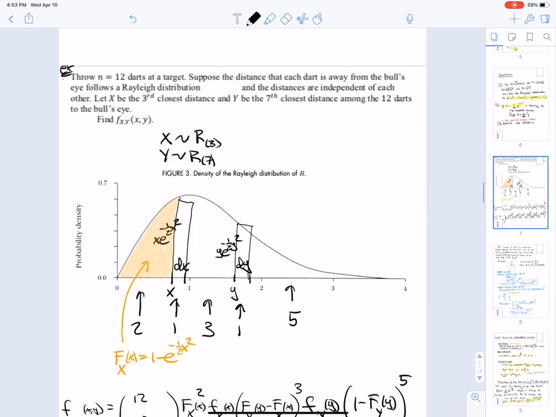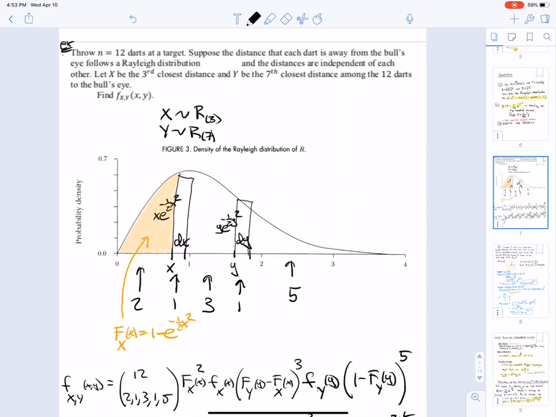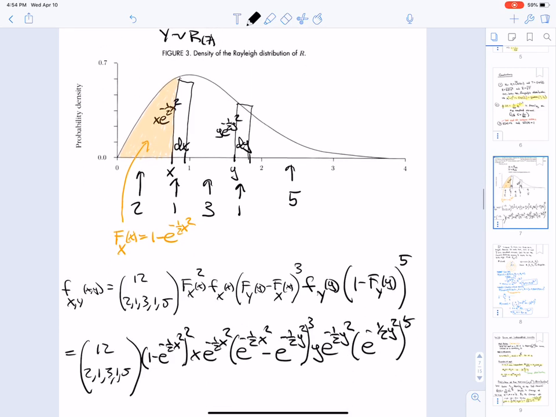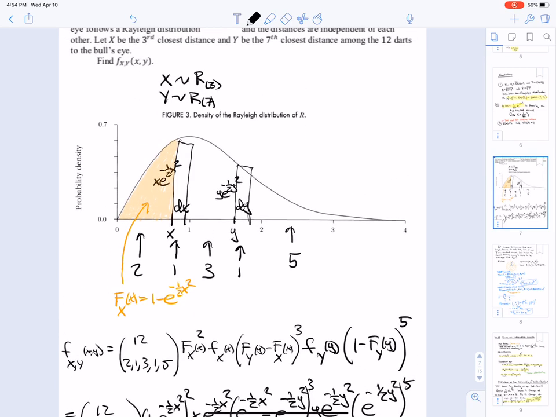So I've been teaching you how to do this. You are throwing 12 darts at the Rayleigh distribution here, and we're told that there's 1 in dx, 1 in dy, so that means there's 2 before x. There's 12 darts total, so there must be 3 between x and y and 5 after y, because we know the seventh dart is in dy.